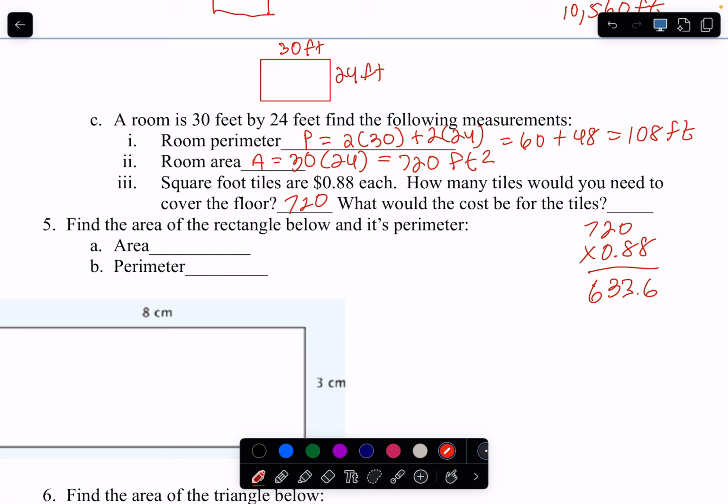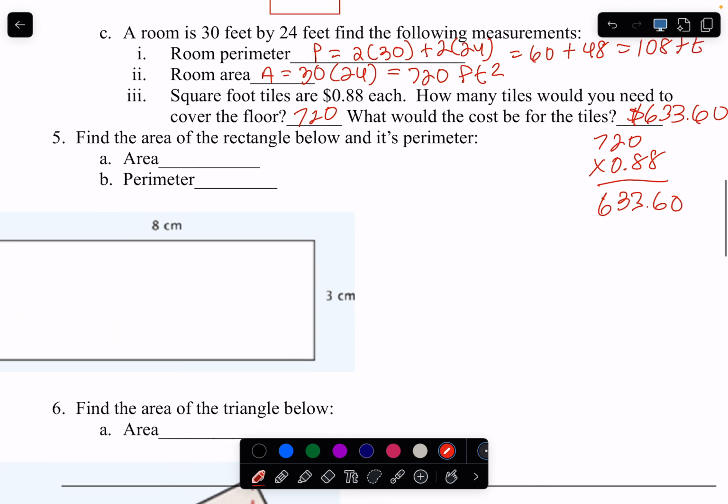Yes? Add a 0. So remember, money, you always have to have 2 decimal places showing. So if you started out using this dollars 0.88 cents, this will come out nice. If it doesn't show 2 decimals, show 2 decimals. Let's put our dollar symbol. So it is $633.60. Okay? We good?